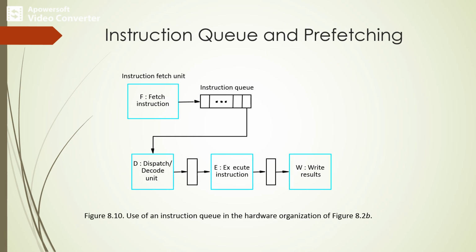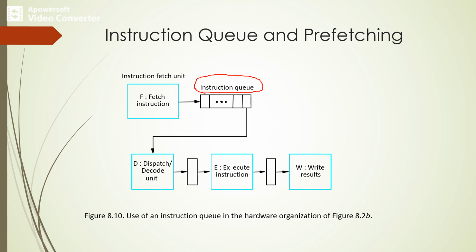So now we'll consider the instruction queue and fetching phase. The diagram shows the use of an instruction queue in the hardware organization. Here we can observe that it consists of the fetch instruction queue, as well as the dispatch decode unit, and one more block which is called the execution unit. In the diagram we can observe that the instruction fetch phase will fetch the instructions one after the other. So this is the instruction queue.